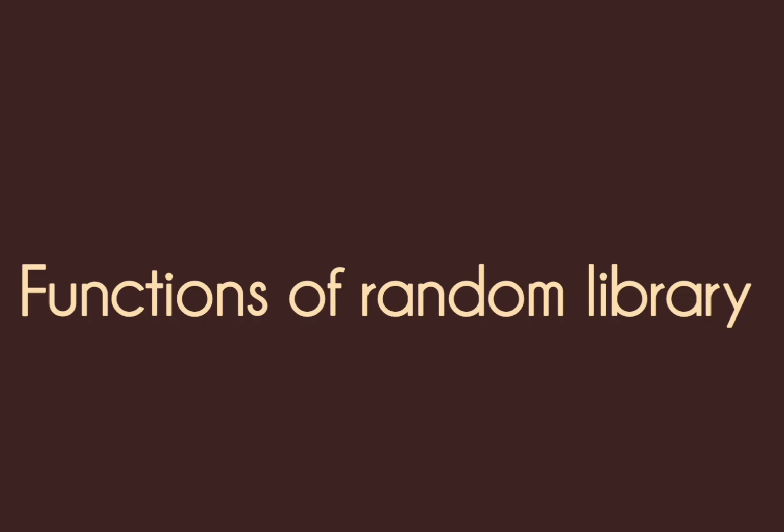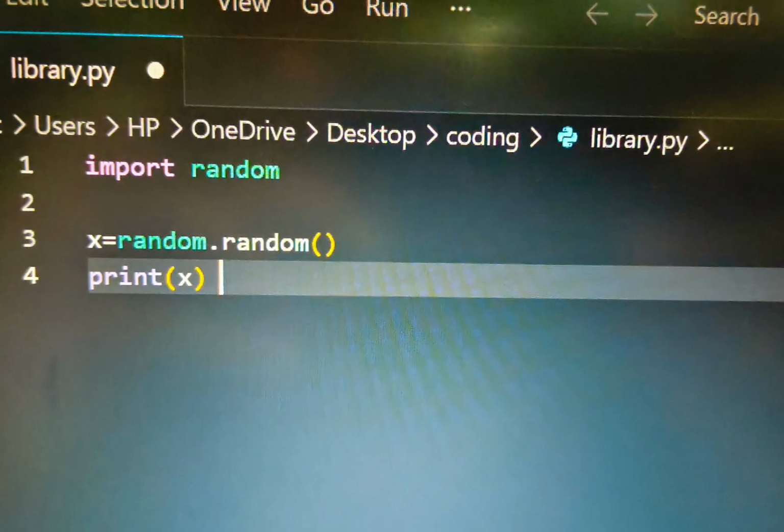Now I'm going to discuss the functions of another library, that is random. There are generally three functions of the random library, that is random, randint, and randrange. I will discuss these, so watch the video further and get the knowledge about these functions. So first I will discuss the random function. The random function doesn't take any argument, it simply gives you a random value. Like I am taking an example here so you can understand.